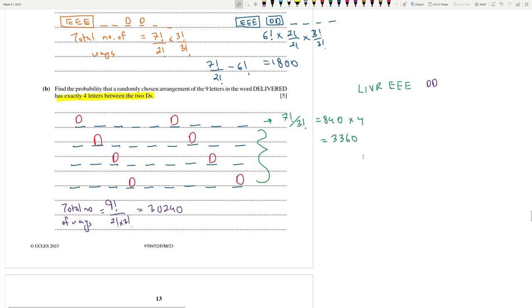I've explained it there. Anyway, find the probability that a randomly chosen arrangement of the word delivered has exactly 4 letters between the 2 D's. So the contrast from the last one, October-November 2022, variant 5.3, is that there we had at least 5 letters. Here we have exactly 4. So you write down the arrangements like this and just shift the positions of the D's.